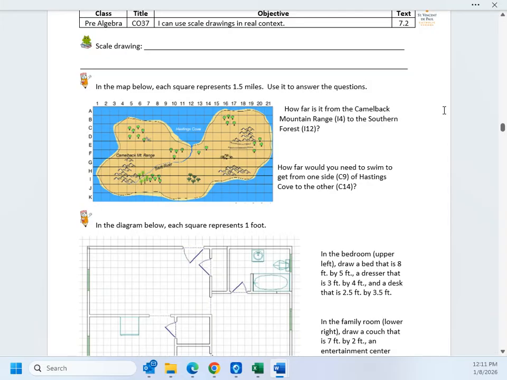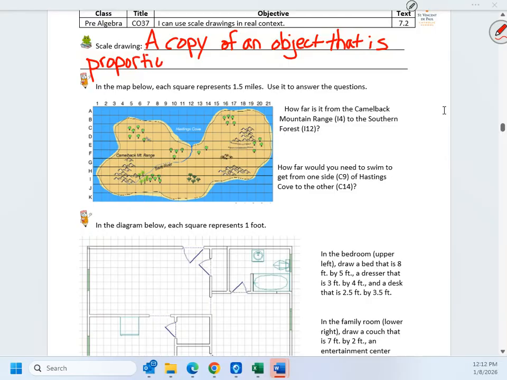So a scale drawing, the definition would be a copy of an object that is proportional to the dimensions of the original object.